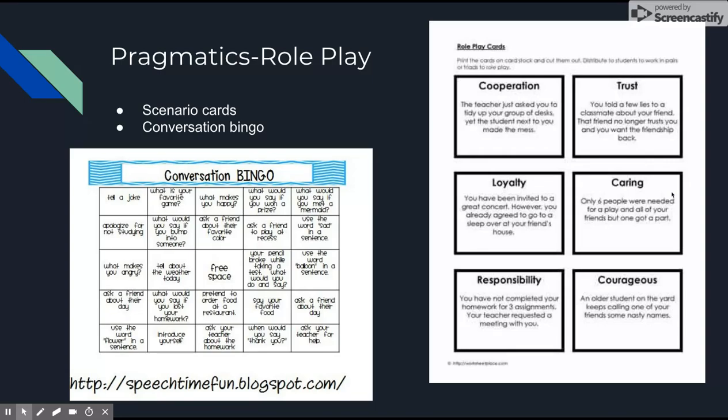This is just a really great way for them to practice the social norms in different situations. So this hits listening and speaking.